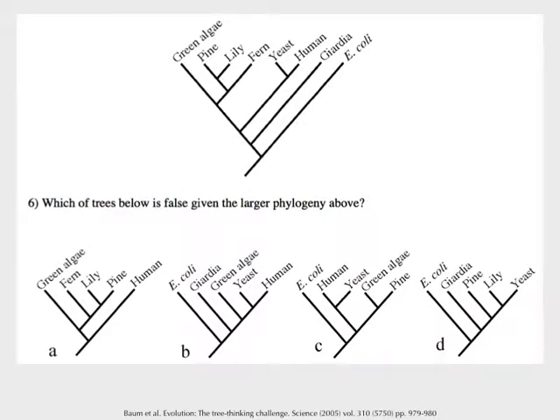All right. So, which tree below is false, given the larger phylogeny above?